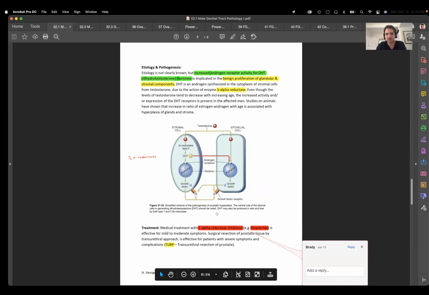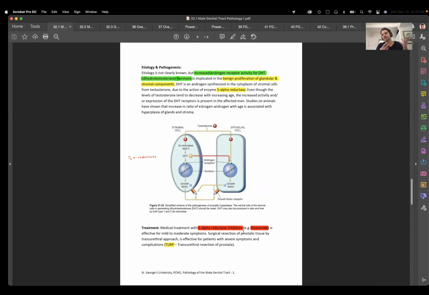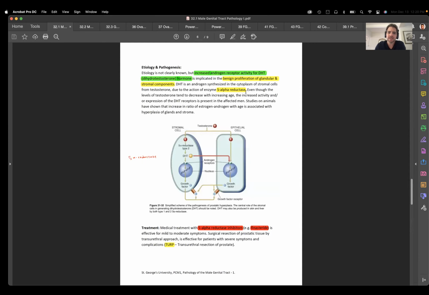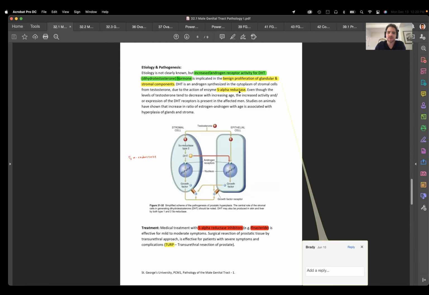Okay, so one of the treatments you can give for this is a 5-alpha reductase inhibitor. Remember, 5-alpha reductase converts testosterone to the more potent DHT. So a drug like finasteride will help to prevent that. And so if you don't have that really strong DHT, you're going to decrease the possibility for growth, because it can be testosterone dependent.